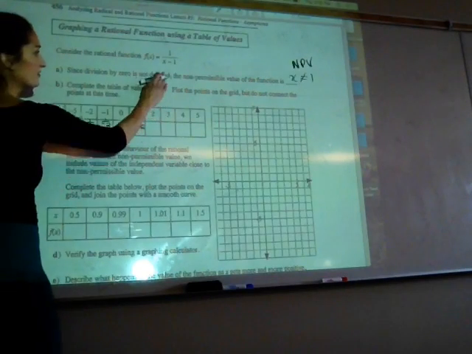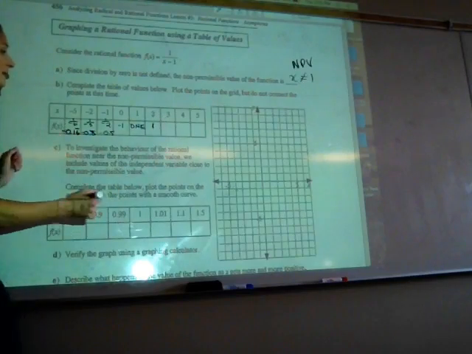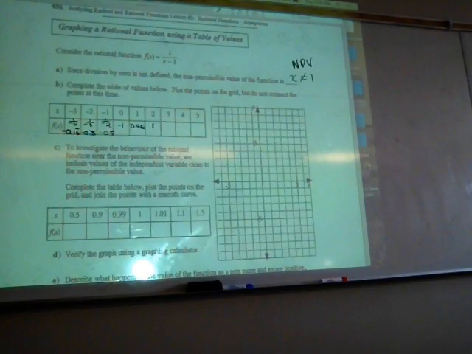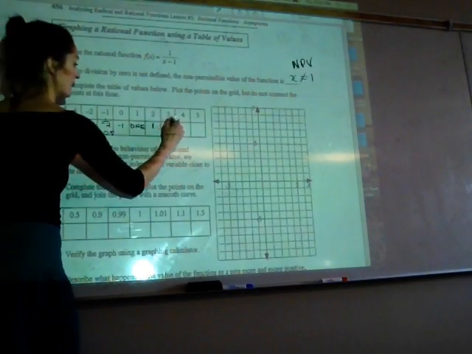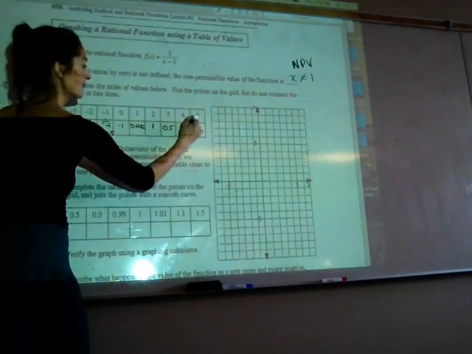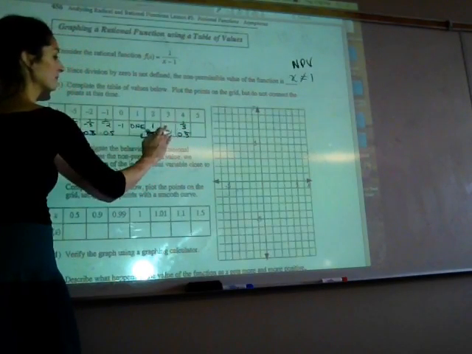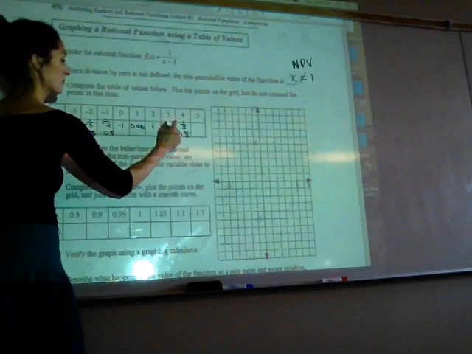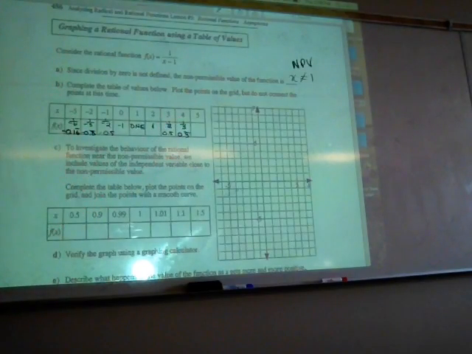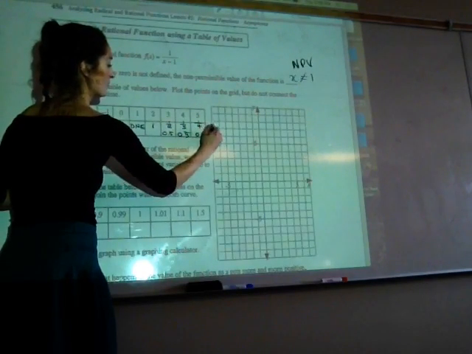Plugging 2 in for x, we get 1 over 2 minus 1, so 1 over 1, 1. Plugging in 3, we get 1 over 2, so 0.5. Plugging in 4, we get 1 over 4 minus 1, or 1 over 3, so 0.3 repeated. And if we plug in 5, we get 1 over 5 minus 1, so 1 over 4 gives me 0.25.